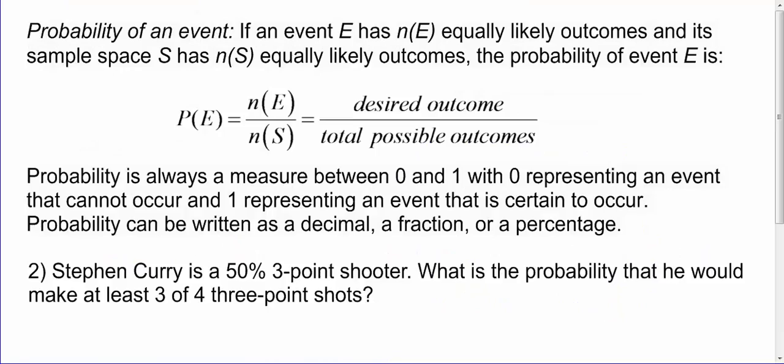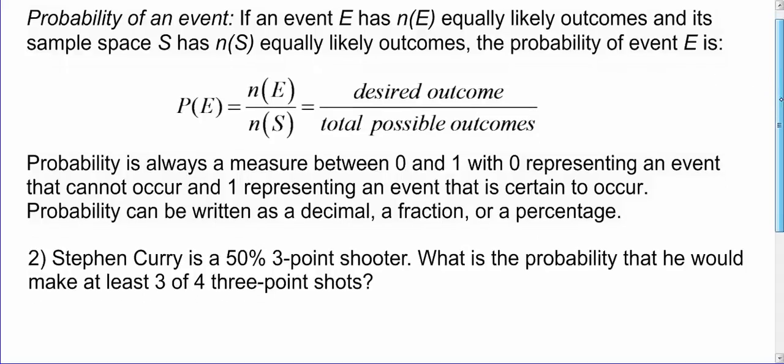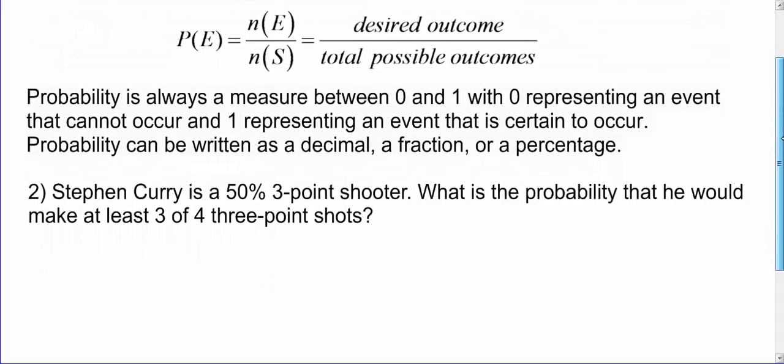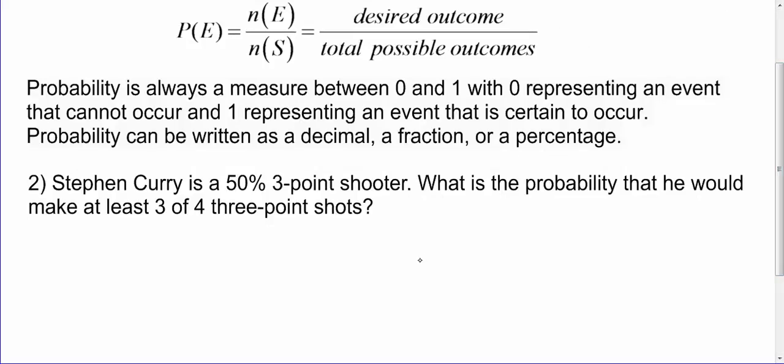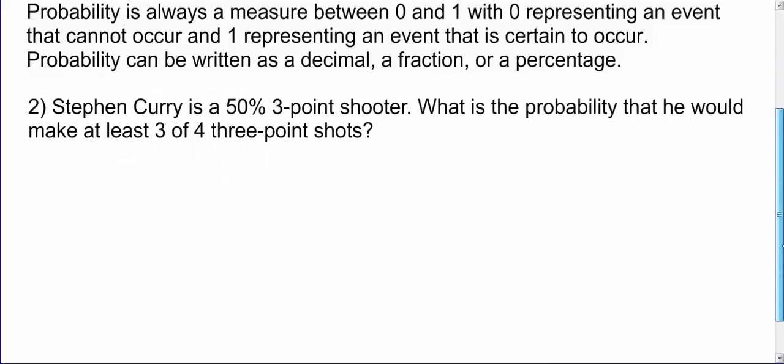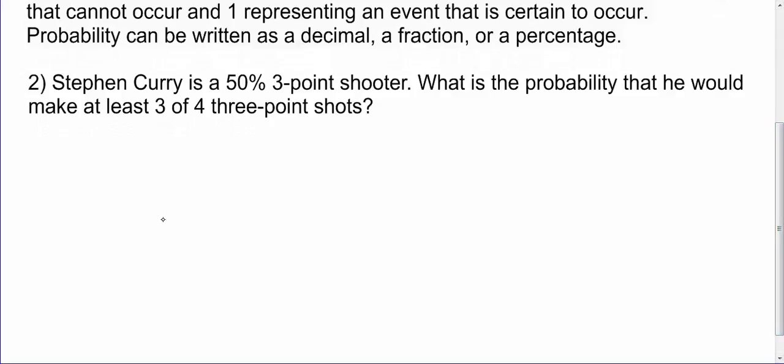Okay, probability. There's a lot of notation here that for some of us may be a bit confusing, but essentially it comes down to this. Probability is your desired outcome divided by total possible outcomes. It's always measured between 0 and 1. 0 is something that cannot occur. 1 is something that is 100% certain. And we can also write it as a decimal, a fraction, or a percentage. Any of those are fine unless the problem specifies one of the three types.